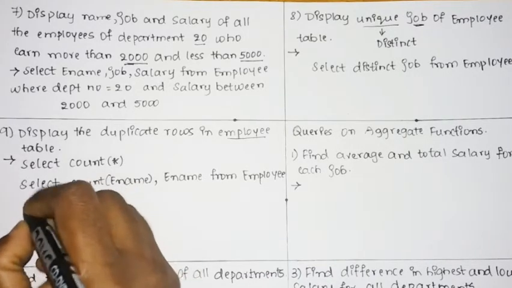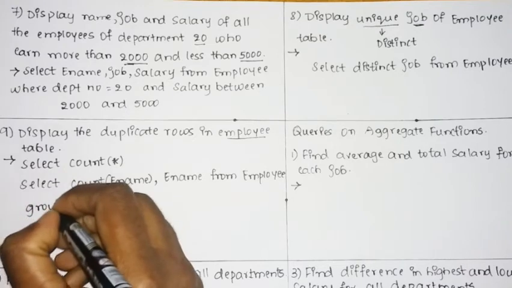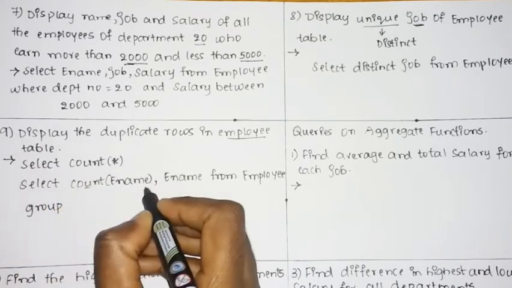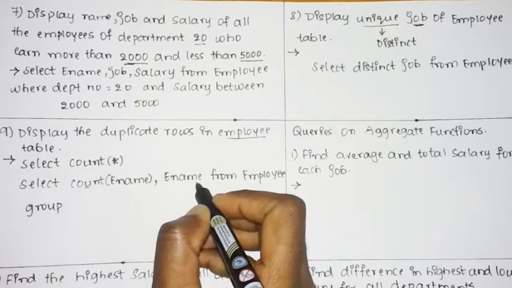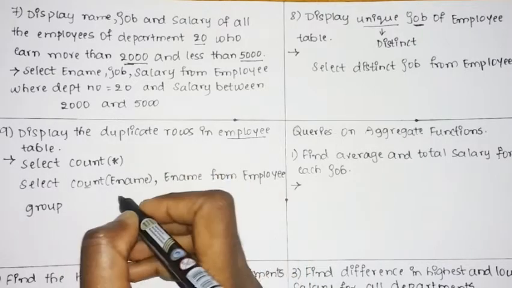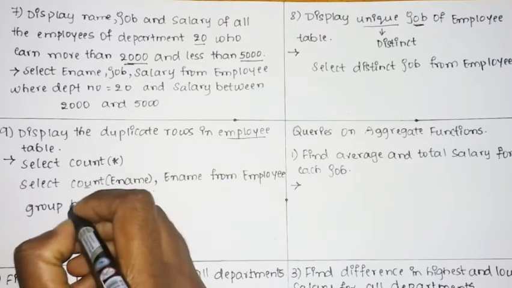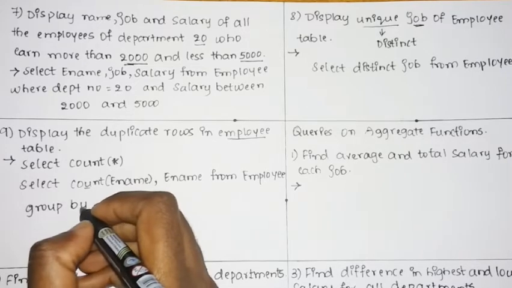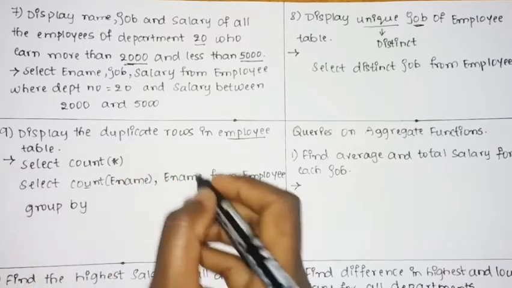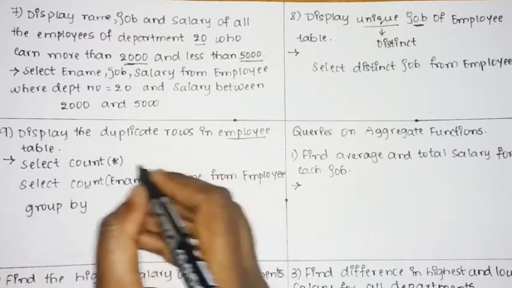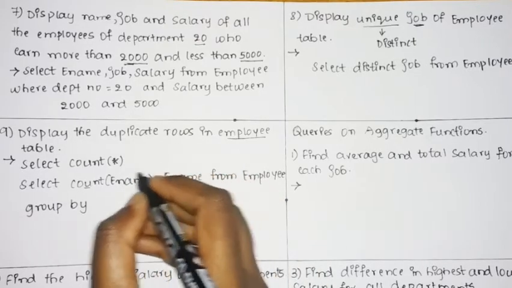So you need to group by, because you have to display the count of employee name as well as the employee name separately, and you need to group this together. Like order by, which will display in ascending order, the group by will display the two columns, or tuples, you can say.